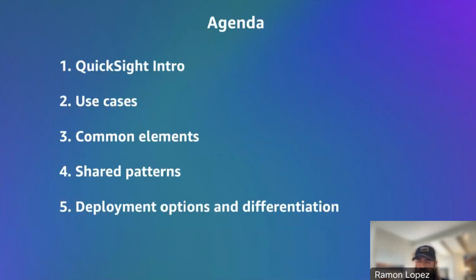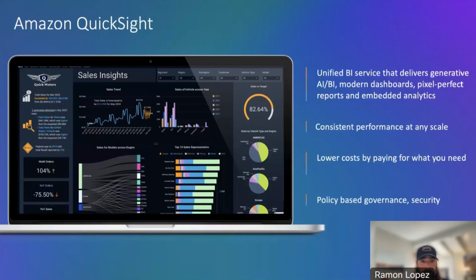We're going to do a really quick introduction to QuickSight. I assume most of you here know what QuickSight is already, but I just want to kind of hit on certain points and show some recently launched capabilities. We're going to look at some high-level use cases. We're going to deep dive into some common elements within those use cases, and then some shared patterns and deployment options. And the key thing is understanding the different deployment options and some of the differentiation between them.